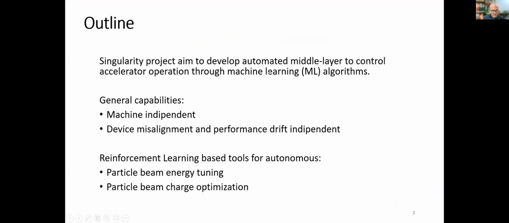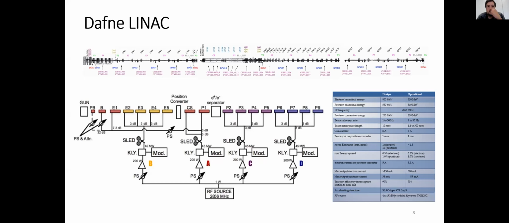So I will introduce my work in the context of the Singularity project, for the development of a middle layer with machine learning based algorithms for the autonomous operation of particle accelerators. As general capabilities for this system, we're looking for machine independence, so that it would be suitable for any kind of accelerator, and independence from device misalignment and performance drift, in order to work with a commissioning accelerator or with old machines. In this talk, I will present our reinforcement learning based tools for autonomous particle beam tuning, energy tuning, and charge optimization. That's our brief introduction.